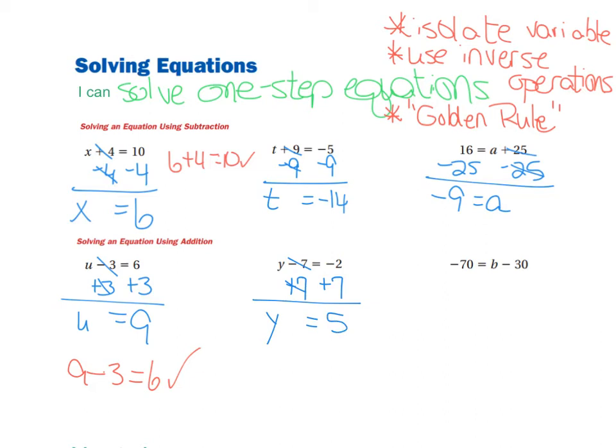B minus 30 equals negative 70. Written the other way, that's okay. We're trying to isolate b. It's minus 30. The inverse operation to subtraction is addition. Whatever I do to one side, I have to do to the other. Negative 70 plus 30. Use your calculator. Use your addition rules. We get negative 40 equals b. That minus 30 plus 30 goes away.